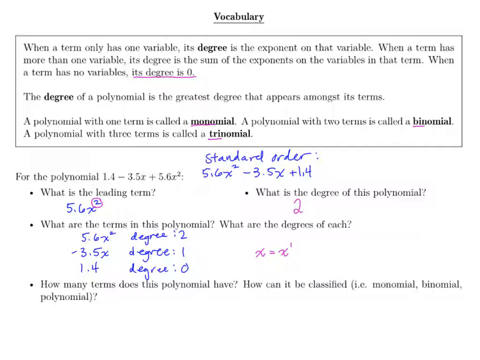So looking at how many terms does this have? We have our first term, our second term, our third term. So this polynomial has 3 terms, and that means that it is a trinomial when we classify it. And whether something is a trinomial or a binomial comes into play when we look at working with this polynomial in different contexts.